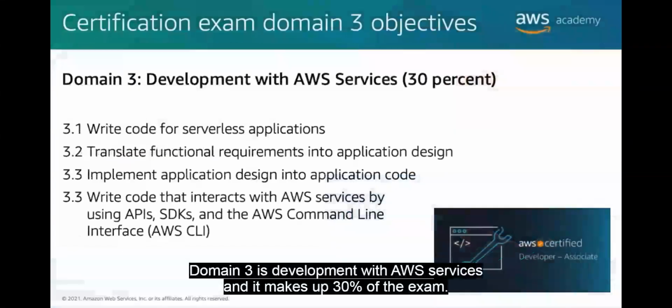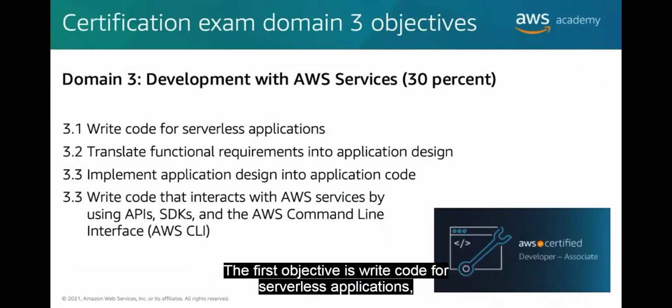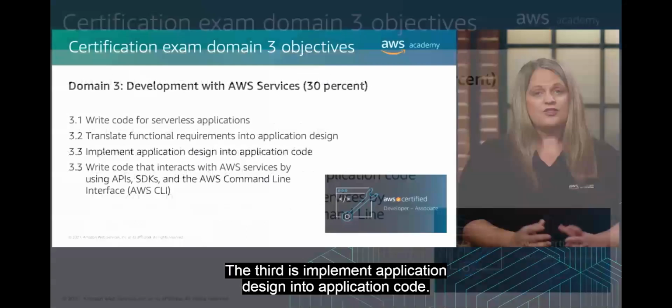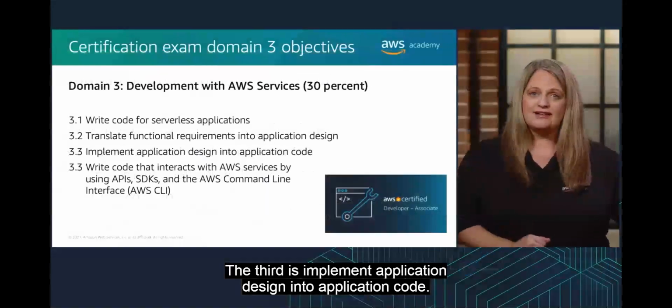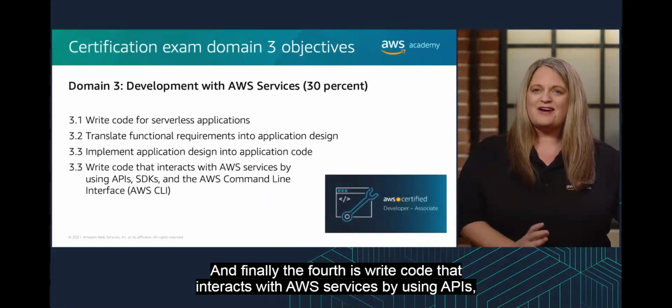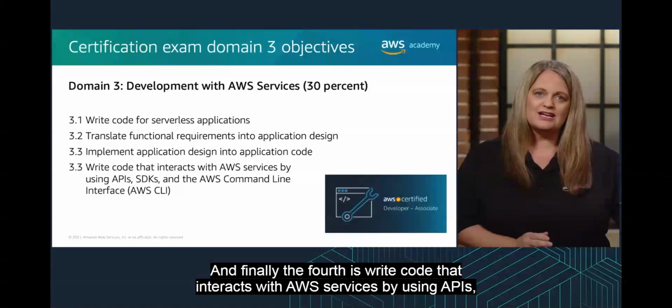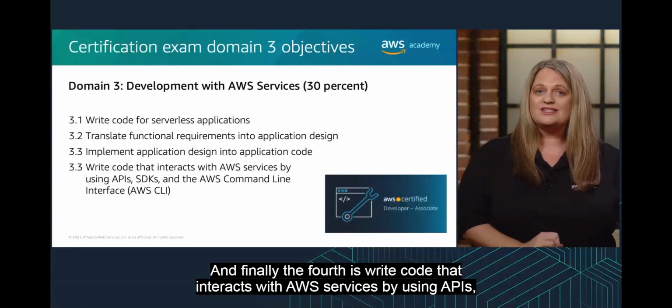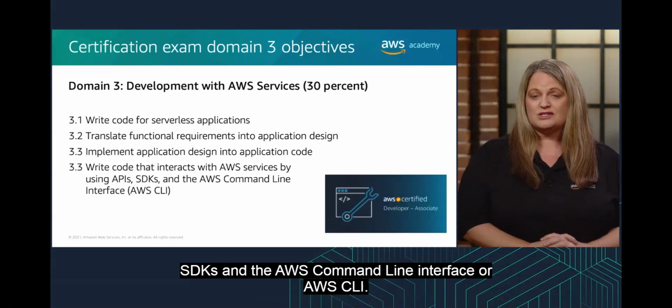Domain 3 is development with AWS services, and it makes up 30% of the exam. The first objective is write code for serverless applications. The second is translate functional requirements into application design. The third is implement application design into application code. And finally, the fourth is write code that interacts with AWS services by using APIs, SDKs, and the AWS command line interface, or AWS CLI.